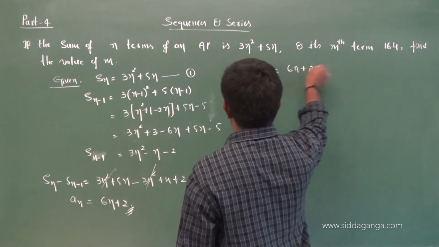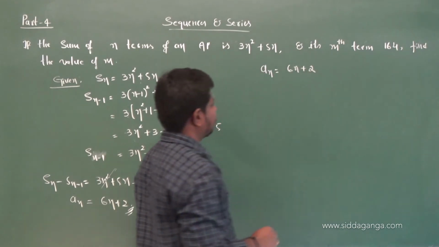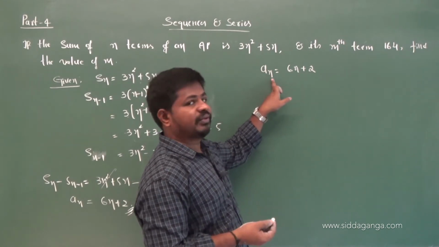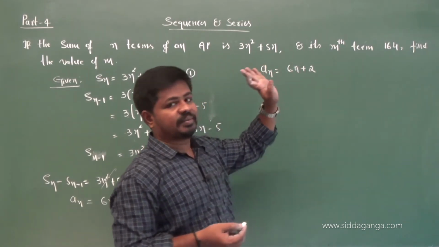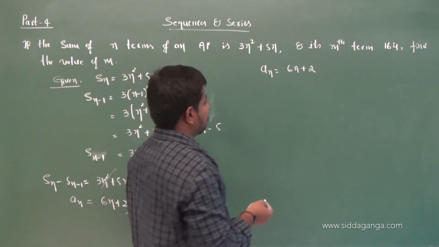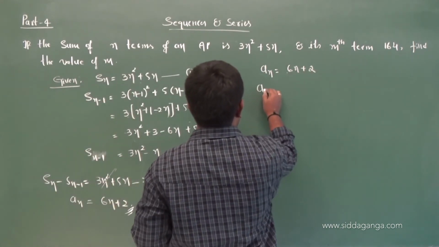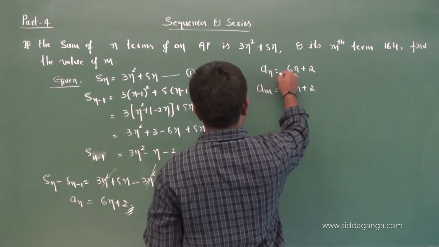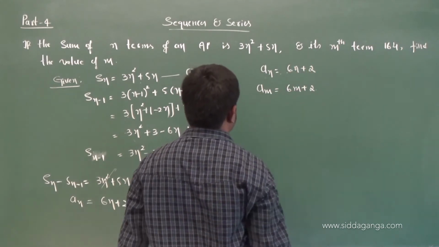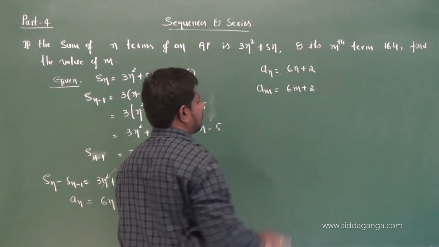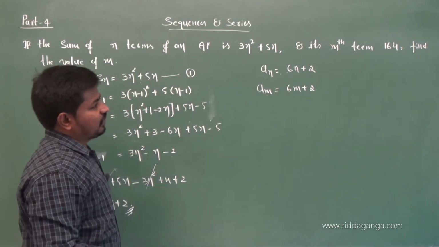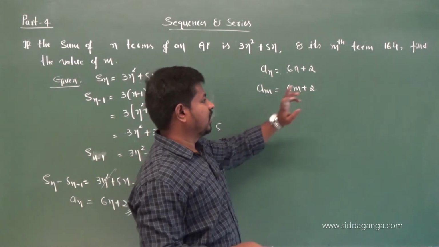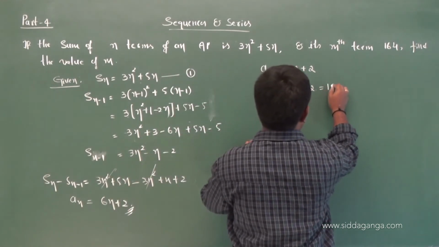You mean you can get any term from this relation. You mean first term, second term, third term. If n is equal to 1, you get first term. If n is equal to 2, you get second term, and so on. So mth term becomes what? 6m plus 2, that's it. Nth term is 6n plus 2, n is whatever, I mean second, third, fourth, whatever. Since 164 is some term in the given series, therefore am becomes 6m plus 2. That is what? Mth term is 164, given.